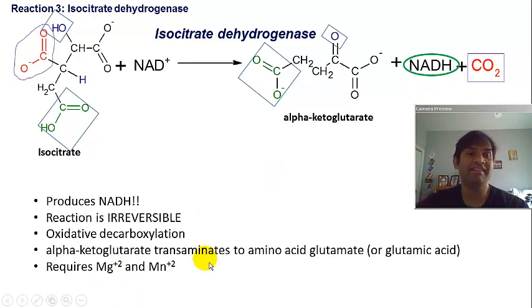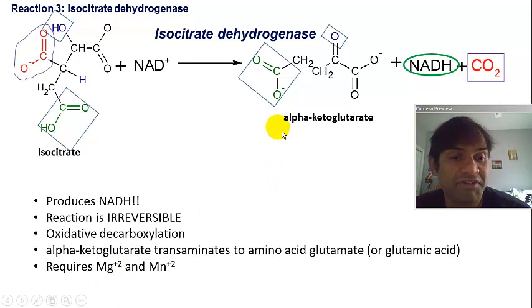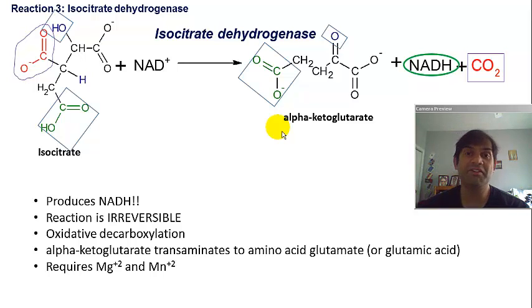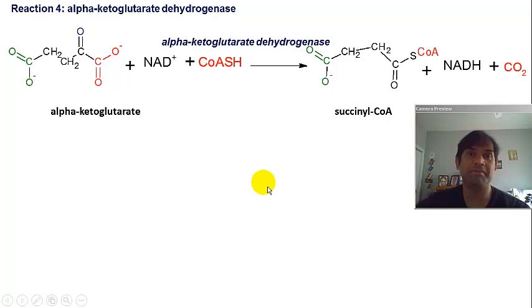metabolism. This enzyme requires the metals magnesium and manganese. So if you ever wonder why you need magnesium and manganese in your body, it's simply because of the fact that they help this enzyme function. The magnesium generally chelates negative charges, and in this case for isocitrate dehydrogenase, the manganese also chelates some of these negative charges and negative polarities coming from the oxygen.